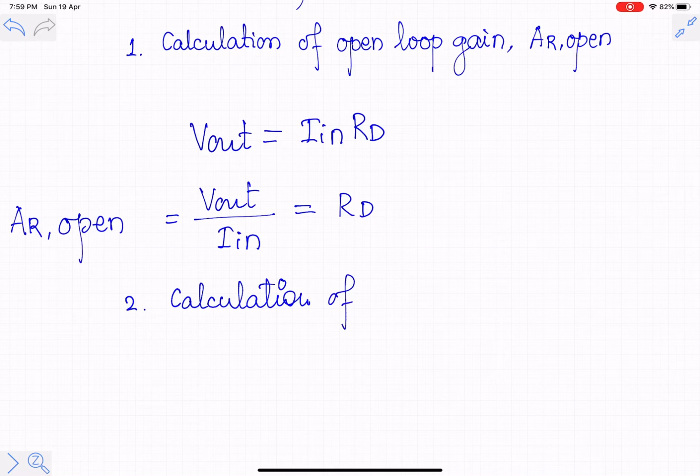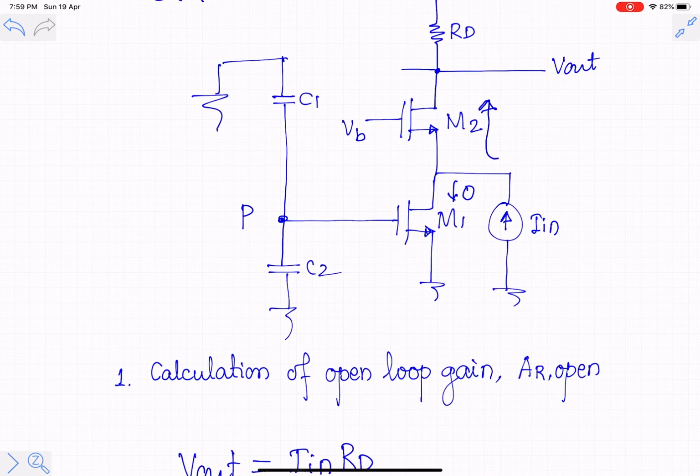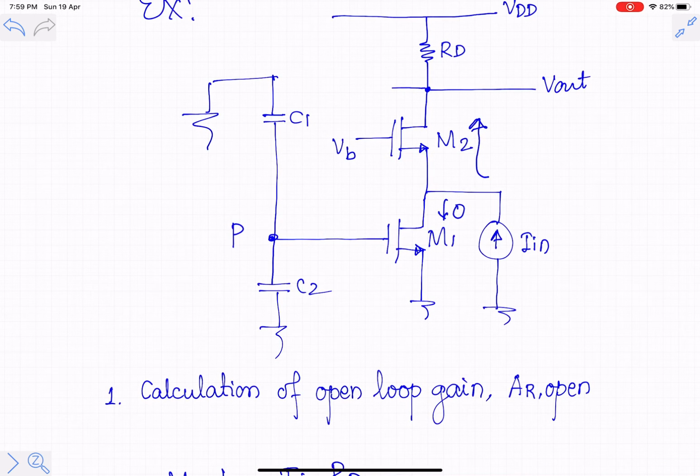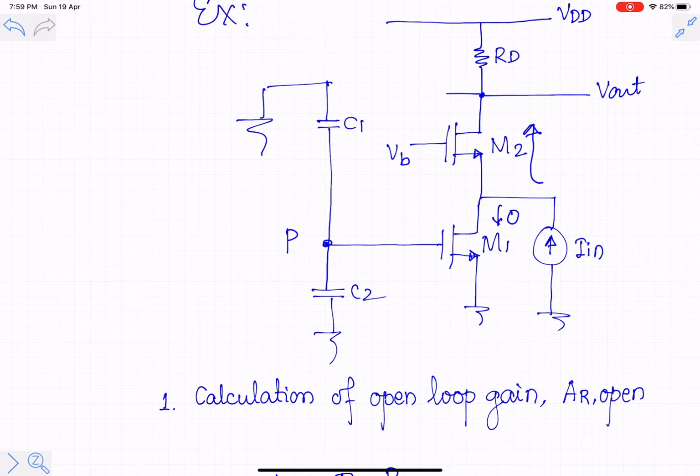Calculation of loop gain, which is beta into AR open. Right, so for this, as we know the procedure, I will just construct the original circuit back. So this current I will just delete it, this part will also go, this is the original circuit. So what is to be done?